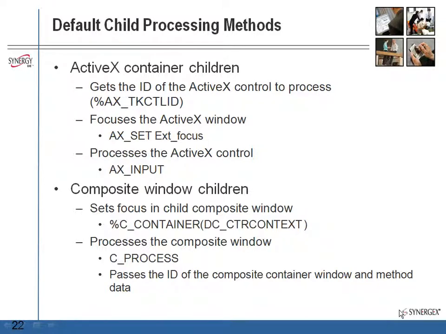For ActiveX child windows, the default processing method retrieves the ID of the underlying ActiveX control from the ActiveX container which was actually added as the child to the composite window, focuses the ActiveX control by setting its ext focus property, and then processes the control using AXInput. Composite window children are processed by setting the context in the child container based on the event in the parent container causing the child to become active, and then processing the container with cProcess.